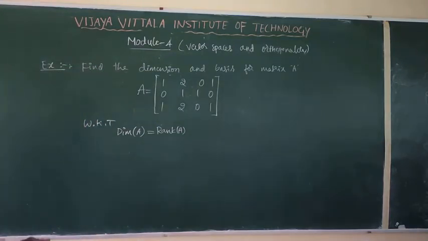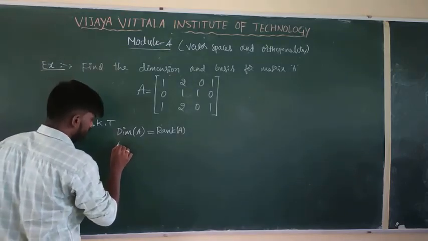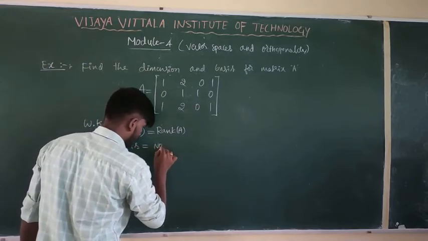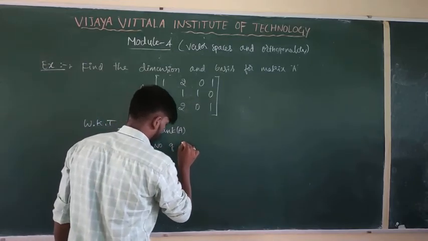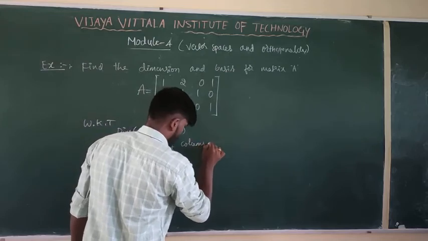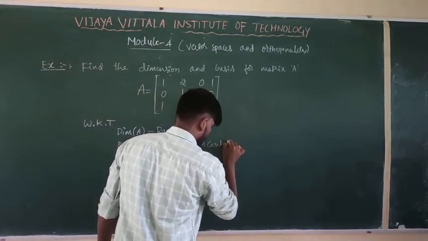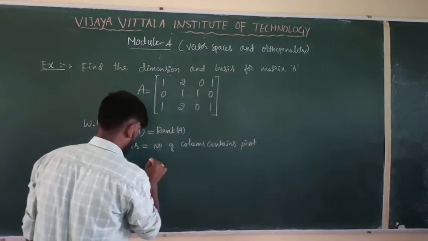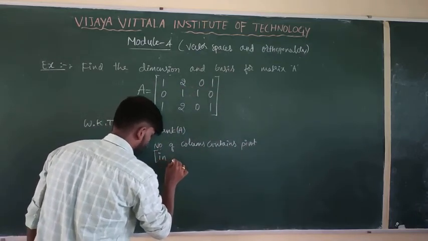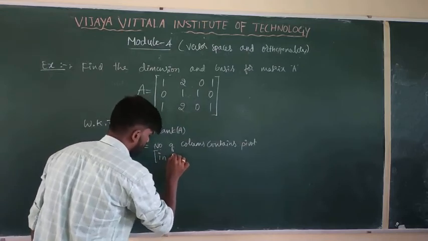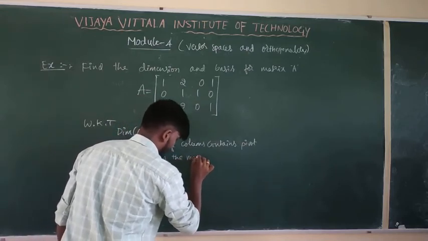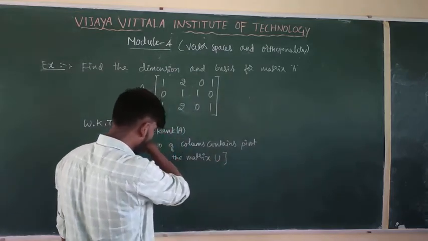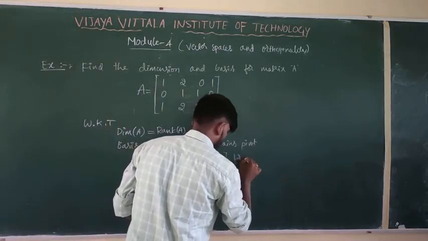The number of basis vectors is equal to the number of columns that contain pivots in the row reduced echelon form, in the matrix U. The columns containing pivots in the row reduced echelon form form a basis.